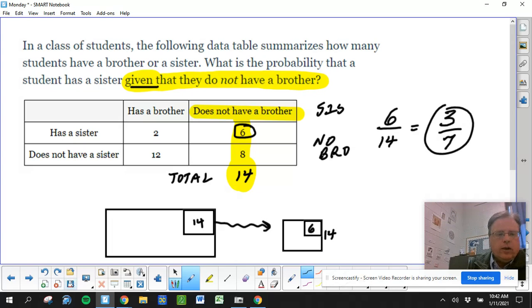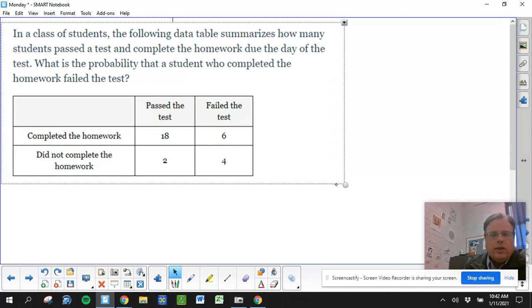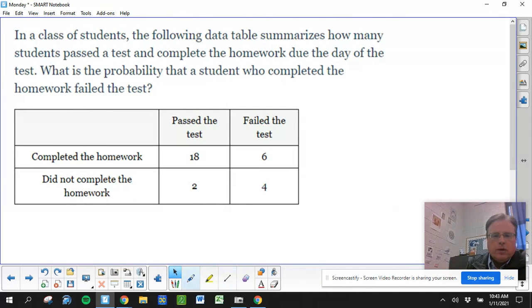Okay, so you see how we just ignored these people. We just flat ignored them. We only looked at the do not have a brother. So if you see the word given, it's a giveaway. They're separating. Now, sometimes they don't give you that word given. So let me double check. Yep, we got one more problem, but this one doesn't say given. So we got to be a little more careful.